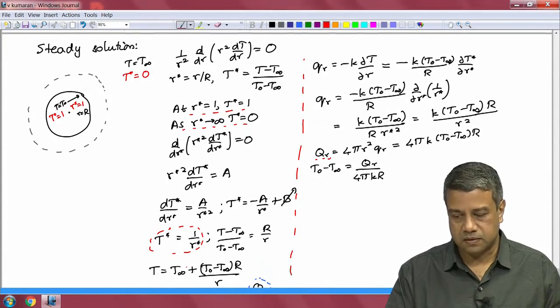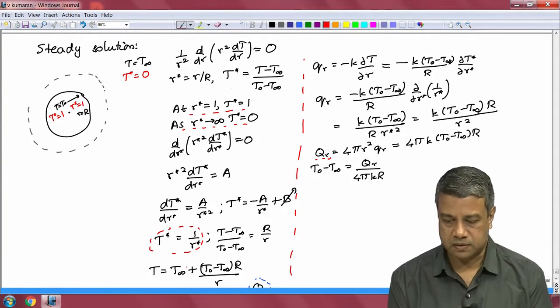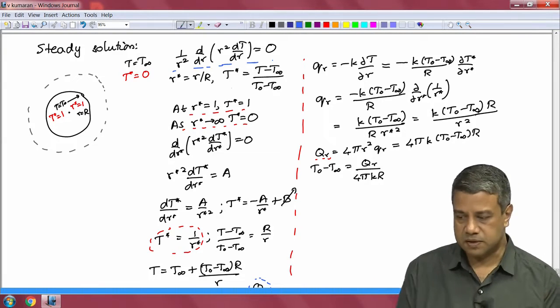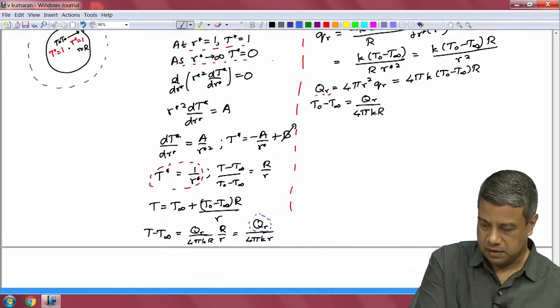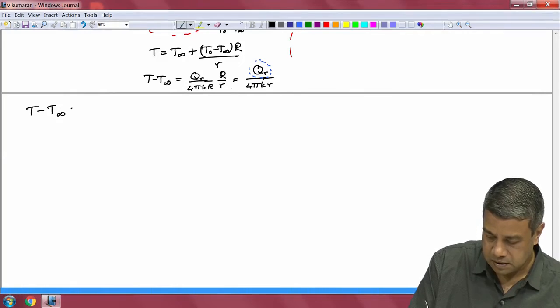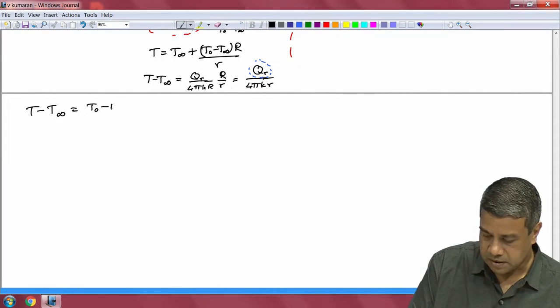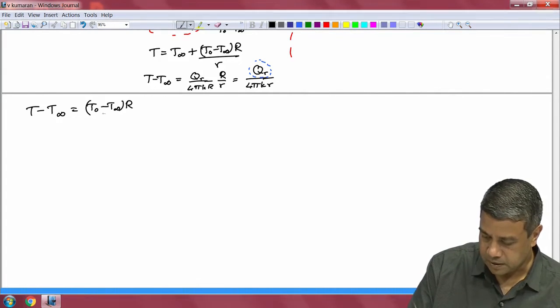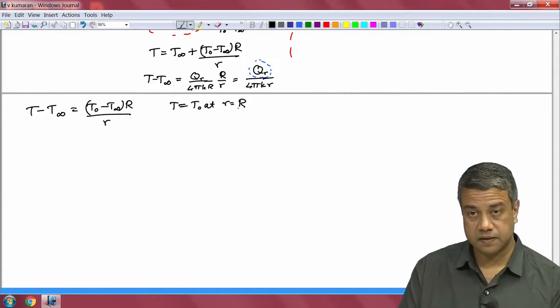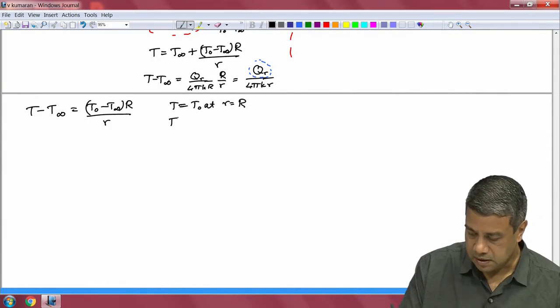We were examining steady solutions in the earlier lecture, where 1 by r square d by dr of r square dT by dr is equal to 0. And if you recall, I had said that the temperature field, T minus T infinity, is equal to T naught minus T infinity times R by r. This satisfies the boundary condition that T is equal to T naught at r equal to R on the surface, and T is equal to T infinity for r going to infinity.